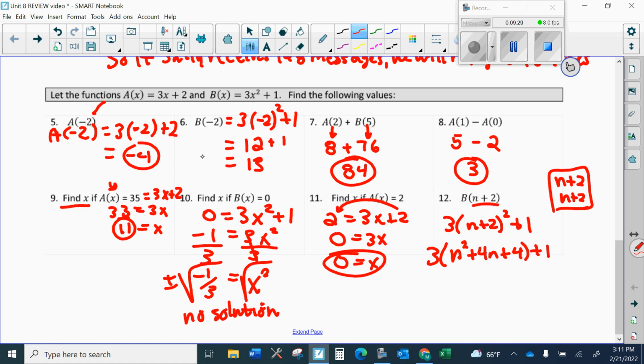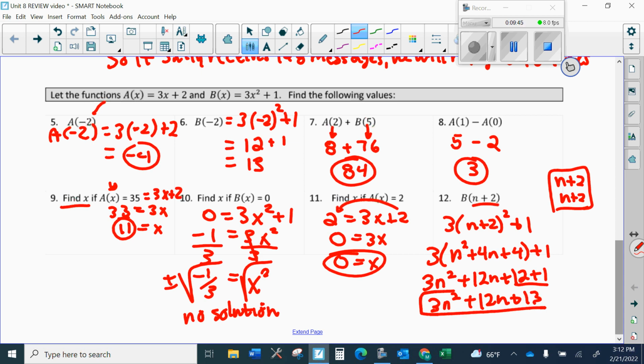Next is multiplication, so we distribute that through there. 3N squared plus 12N plus 12 plus 1. And last step, combine like terms. So 3N squared plus 12N plus 13. And there's your answer.